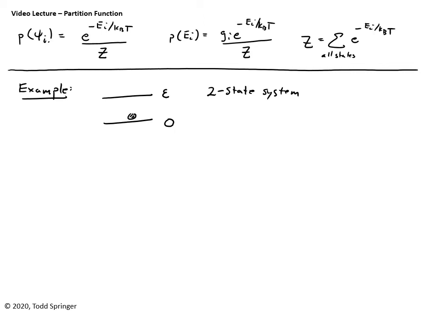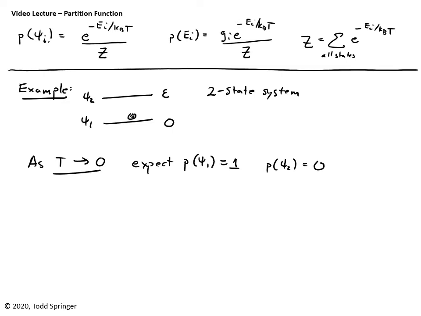So hopefully it's not too hard to imagine that as T goes to 0, a really small temperature, you would expect the probability that the atom is in state, let's call these psi 1 and psi 2, the probability that the atom is in state psi 1 is equal to 1. And the probability that the atom is in state psi 2 is going to be 0 at very low temperature. That makes sense because at a very low temperature, it has no thermal energy to jump up to the higher energy state, right?